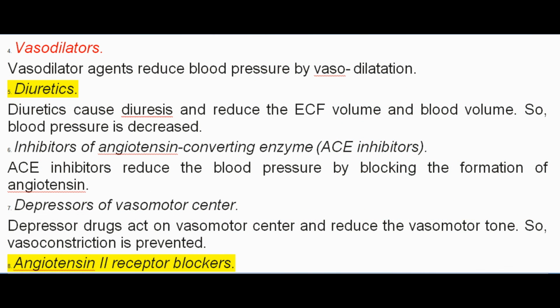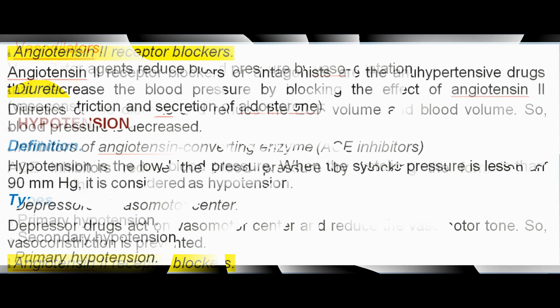Vasodilators. Vasodilator agents reduce blood pressure by vasodilatation. Diuretics. Diuretics cause diuresis and reduce the ECF volume and blood volume. So, blood pressure is decreased. Inhibitors of angiotensin converting enzyme, ACE inhibitors. ACE inhibitors reduce the blood pressure by blocking the formation of angiotensin. Depressors of vasomotor center. Depressor drugs act on vasomotor center and reduce the vasomotor tone. So, vasoconstriction is prevented.